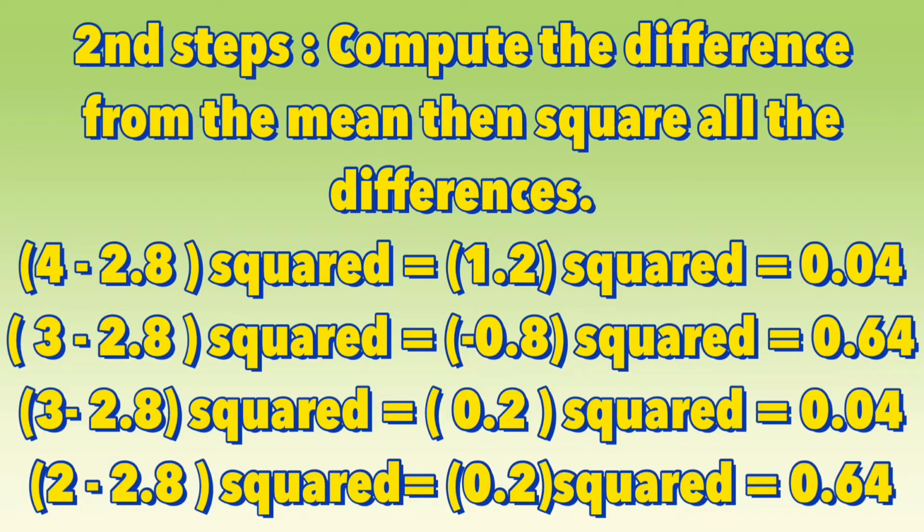The next is 2 minus 2.8 equals negative 0.8, then the square becomes 0.64. Then 3 minus 2.8 equals 0.2, squared equals 0.04. The next, 2 minus 2.8 equals negative 0.8 squared, equals 0.64.